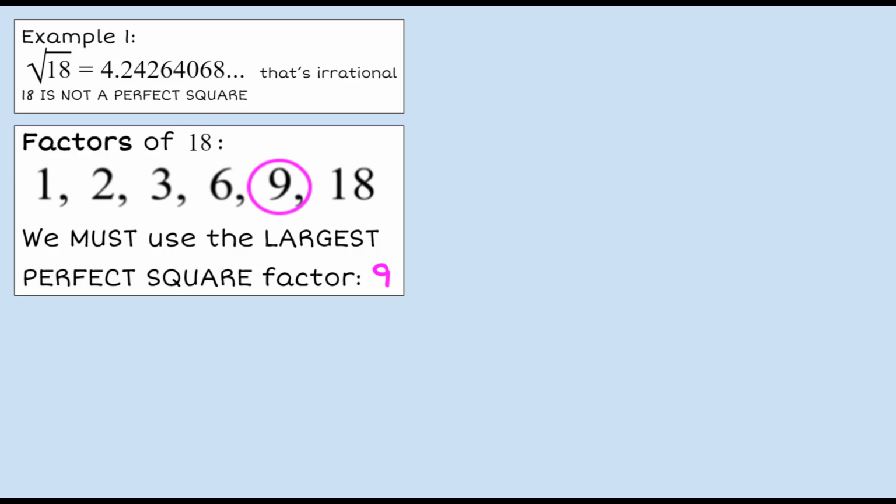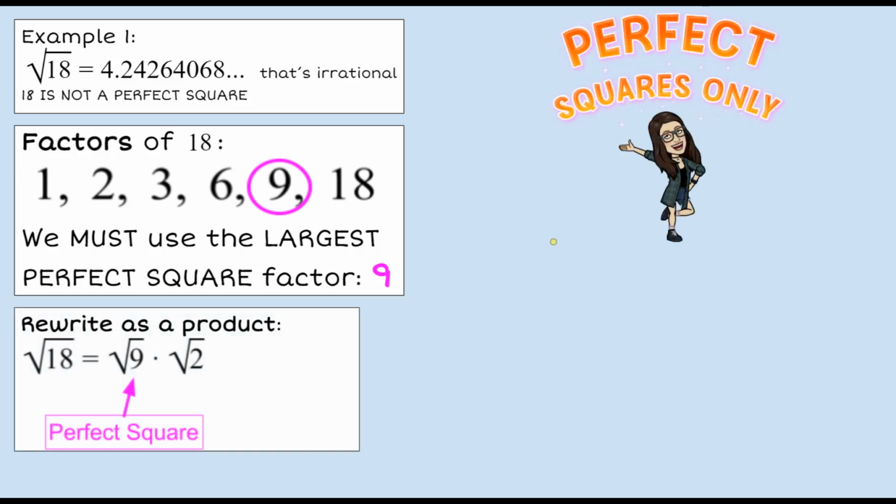And we must use only a perfect square and only the largest perfect square. We must use the largest perfect square factor. It has to be a perfect square. So how are we going to use 9? We're going to rewrite root 18 as a product of two separate roots. Root 9 times root 2 is the same as root 18. And root 9 here is a perfect square.